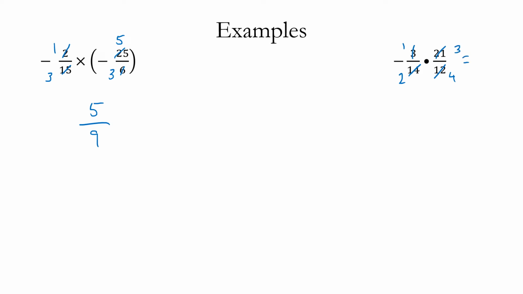So multiplying straight across, 1 times 3, really negative 1 times 3 is a negative 3. And 2 times 4 is 8.